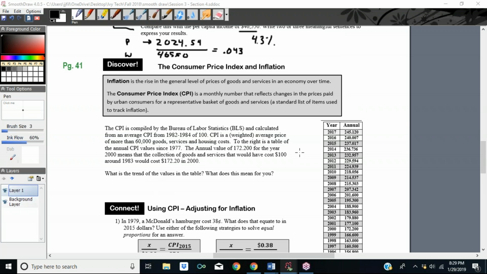So the consumer price index, it says inflation is the rise in the general level of prices of goods and services in an economy over time. The consumer price index is a monthly number that reflects changes in the prices paid by urban consumers for a representative basket of goods and services. So the CPI is compiled by the Bureau of Labor Statistics and calculated from an average CPI from 1982 to 1984 of 100. CPI is a weighted average, which we'll look at later, but it's a price of more than 60,000 goods, services, and housing costs.